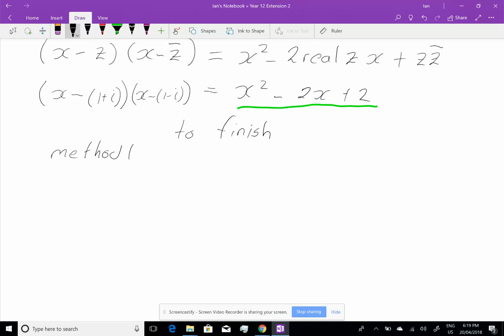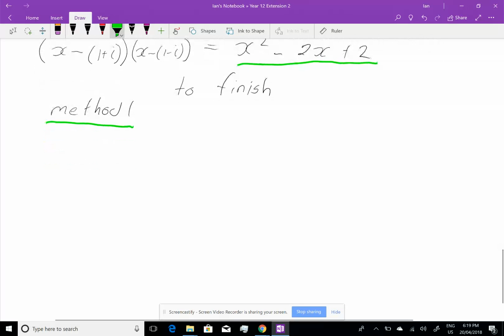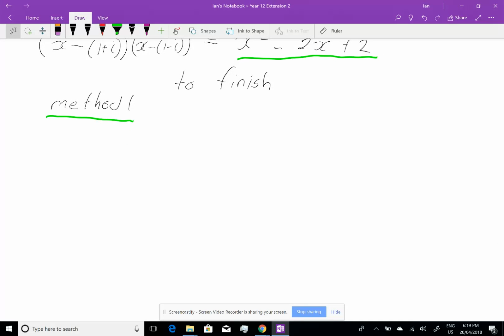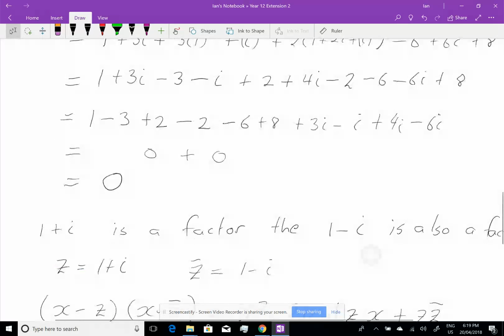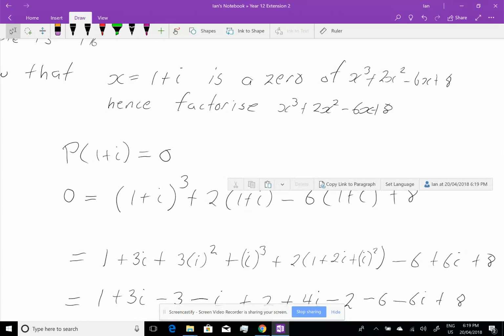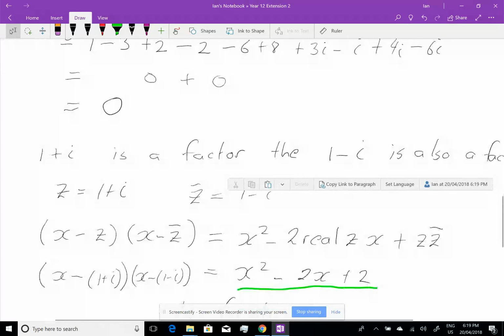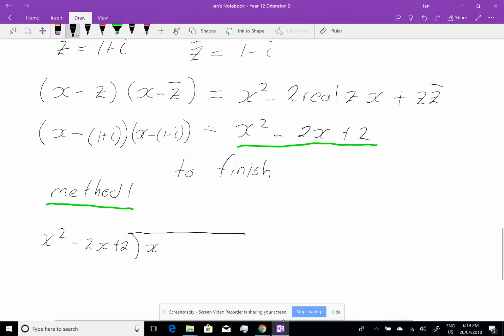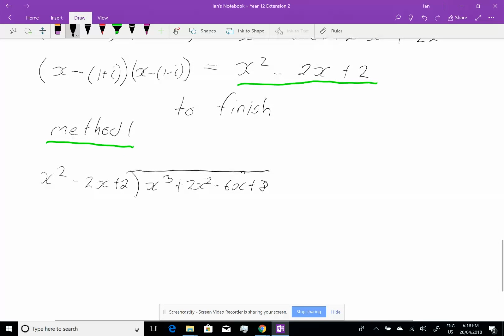Method 1, long division. So we know now we've got x squared minus 2x plus 2 into my polynomial. Where was it? x cubed plus 2x squared minus 6x plus 8. This is going to be a horrible long division.